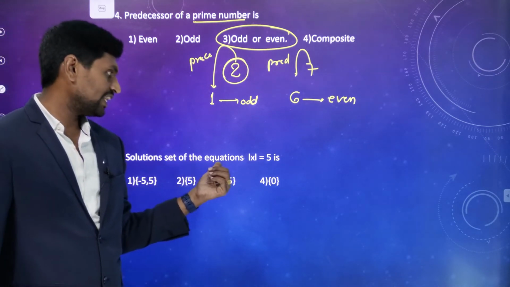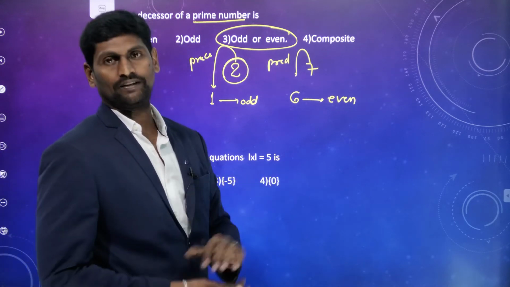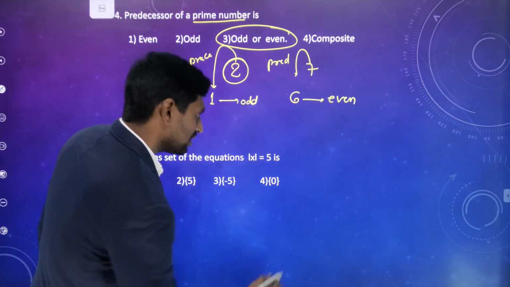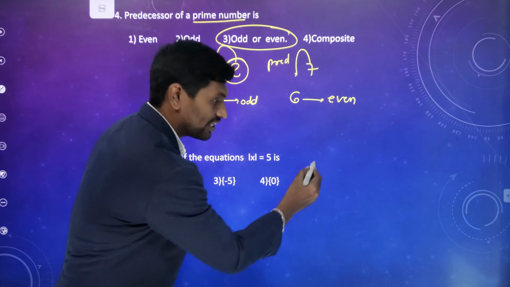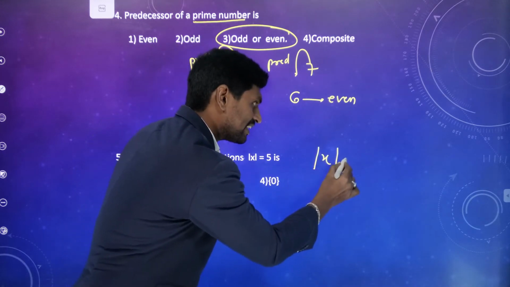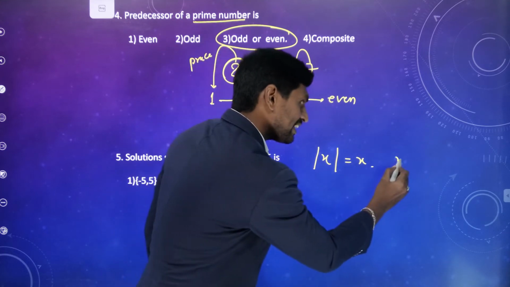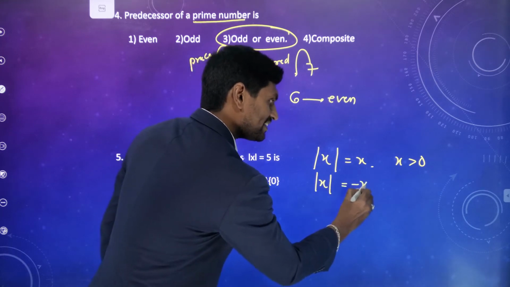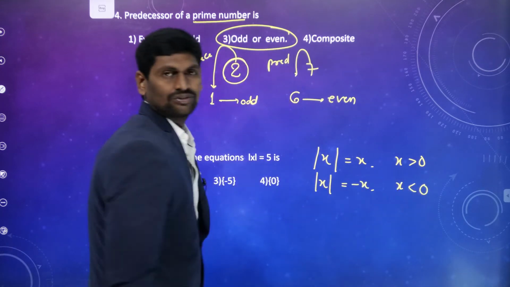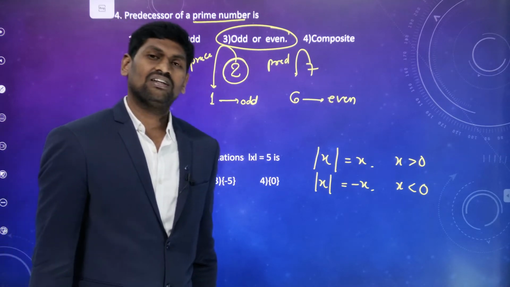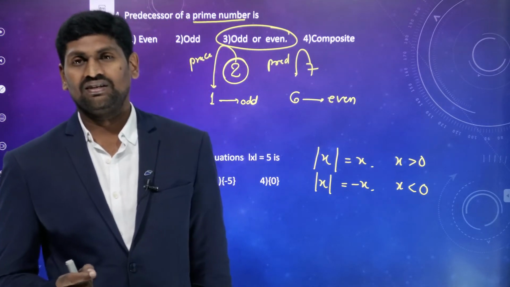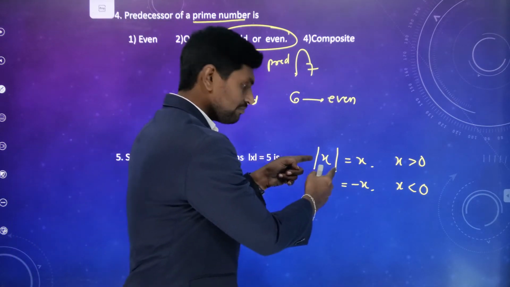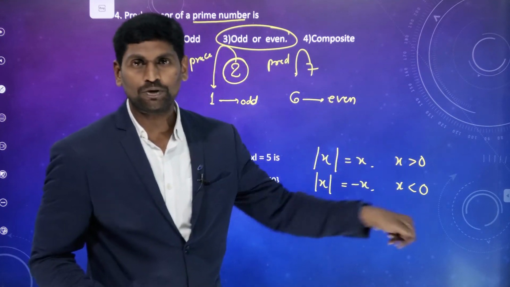Solution set of the equation modulus of x equals 5. While I am discussing absolute value, once again I am telling the conditions. Modulus of x is x, where x is greater than 0. In the same way, modulus of x is minus x, where x is less than 0. So overall, for any integer, the final answer will be positive. That means the integer can be positive or negative, it will give only a positive number.